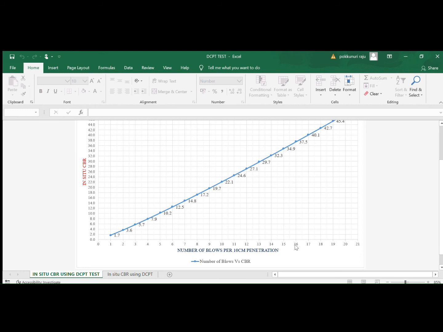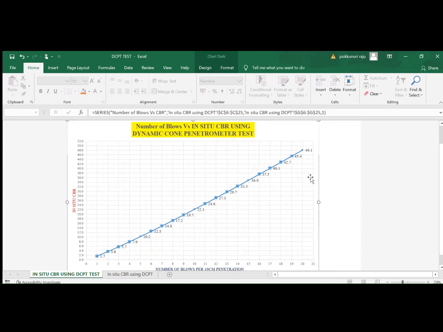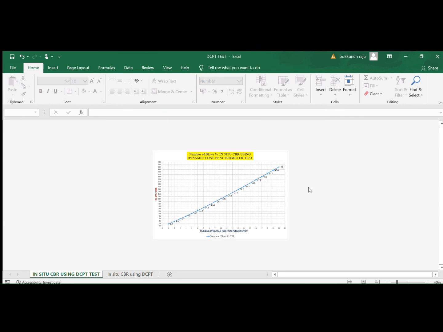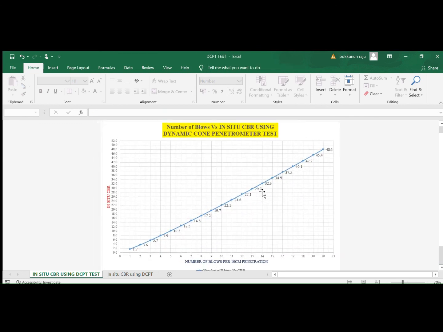Similarly, if you happen to score 16 blows to penetrate the needle through 100 millimeters or 10 centimeters, then the calculated CBR at that particular point will be 37.5. So this is how this graph will give you a quick response to calculate the CBR values of soil in the field.